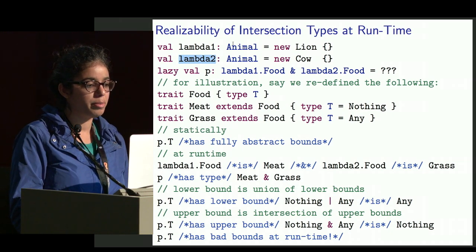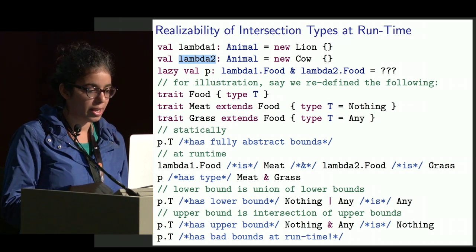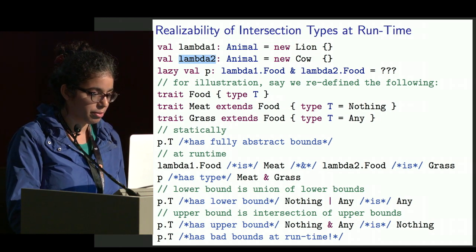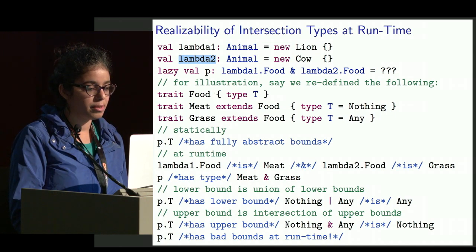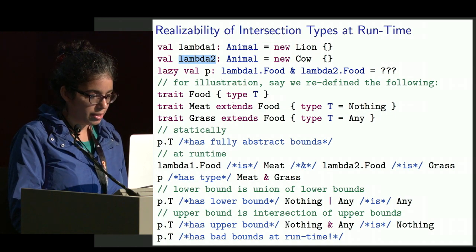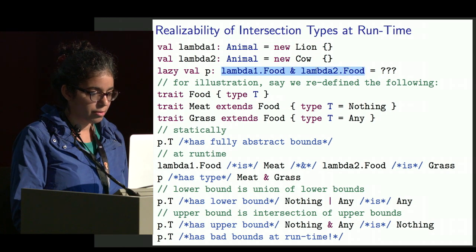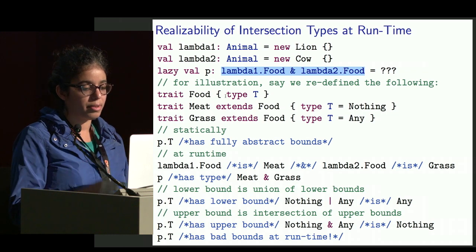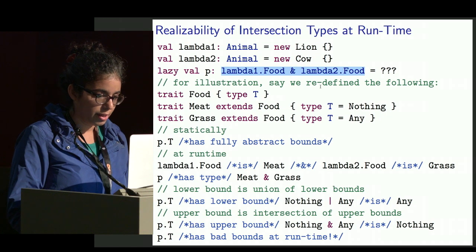So if you have two unknown animals, they might just be both lion and they could share a bite, but if one is a lion and one is a cow, then maybe they have incompatible meals. And so in this example, what we can do is make this intersection of these two food types have bad bounds only when we have the full precise information about one being a lion and one being a cow.